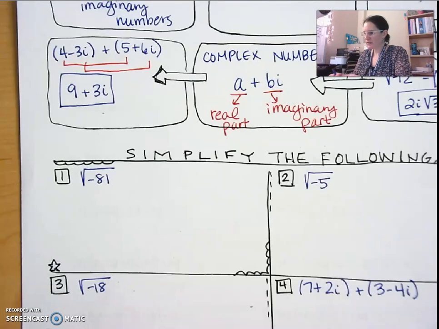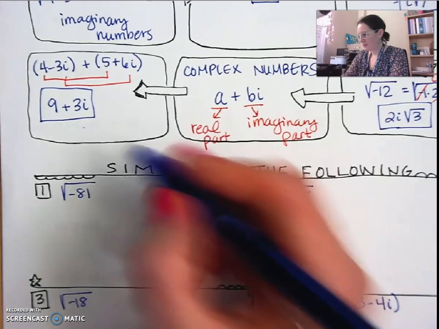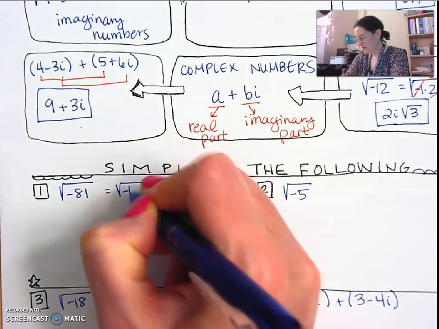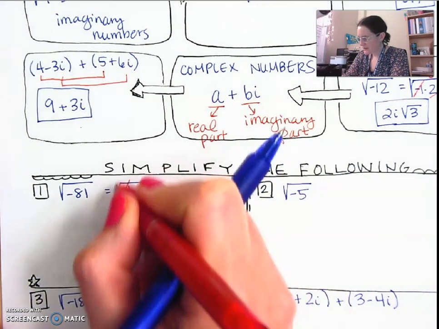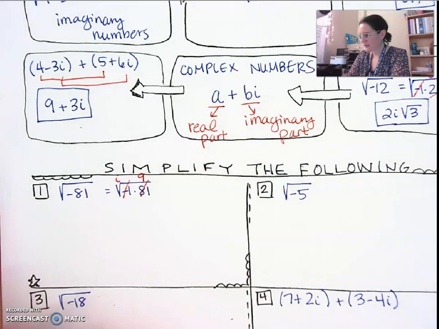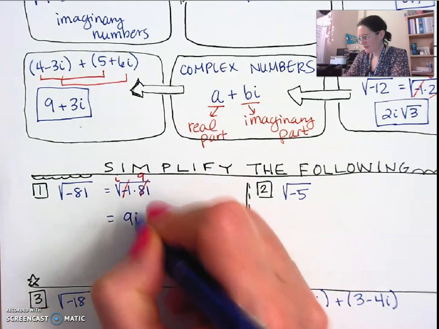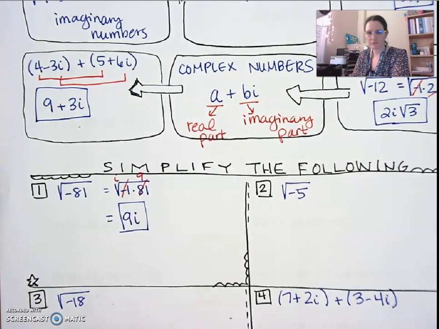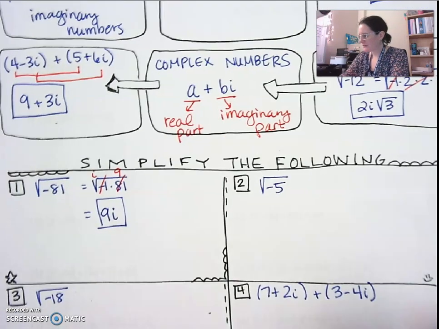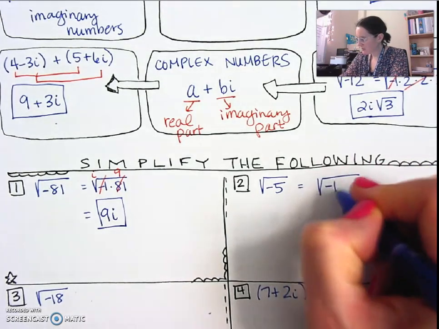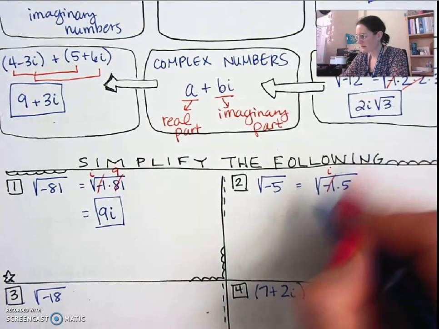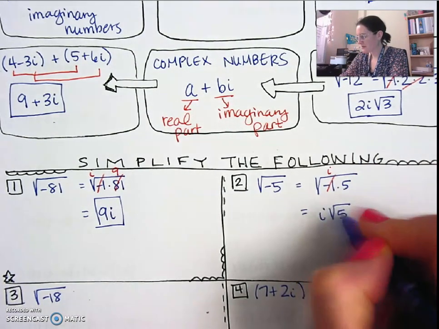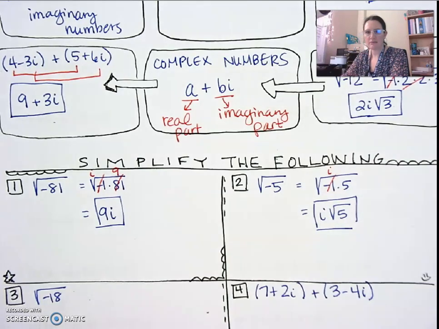All right, for number 1, I'm going to rewrite that as -1 times 81. You could also do a factor tree on the 81 if you like. The -1 simplifies to i, square root of 81 to 9. So you should have 9i for that one. Square root of -5, rewrite as -1 times 5. The -1 simplifies to i, and the 5 can't factor or simplify, so it stays inside the square root.